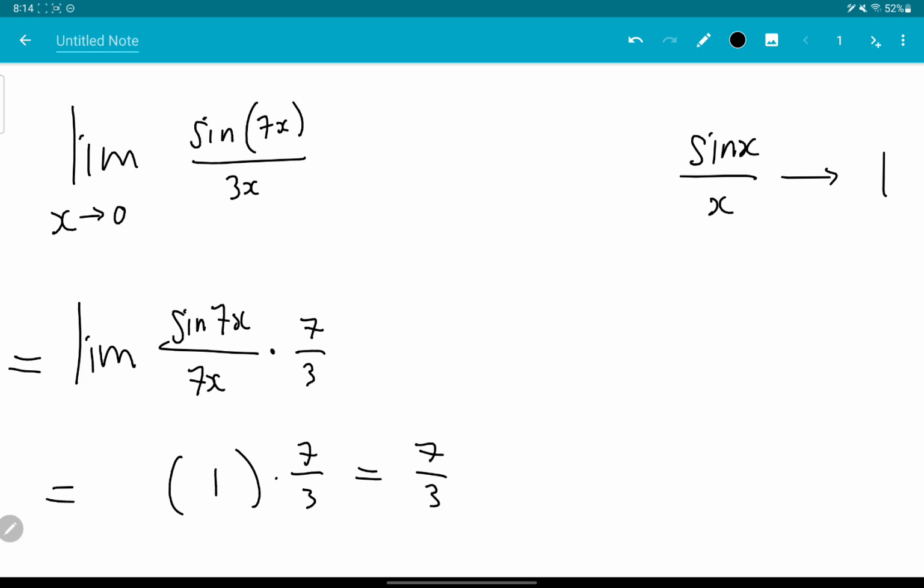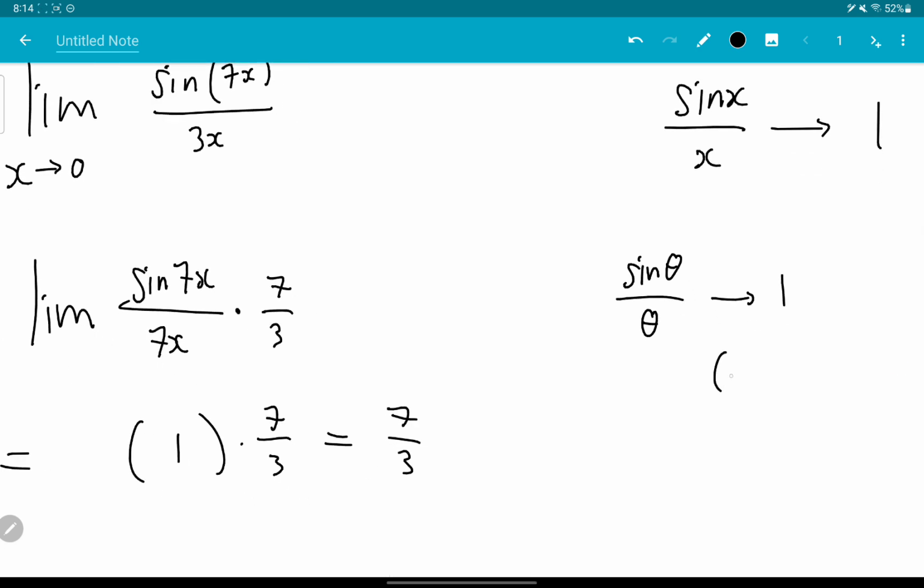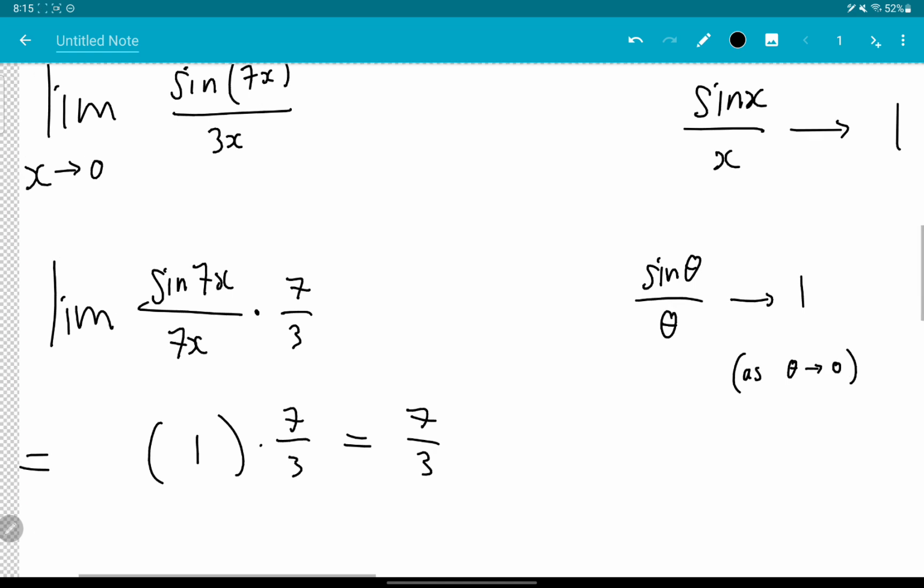Okay, so the principle is that I want to use this formula. And I have to manipulate my expression to make this show up. Or if you prefer, you can write it as sine theta over theta goes to 1. As theta goes to 0, of course.